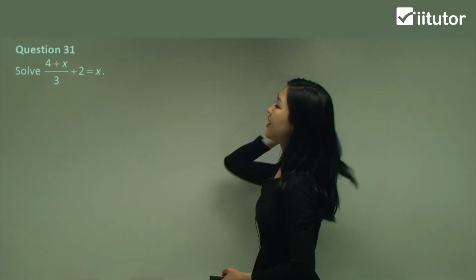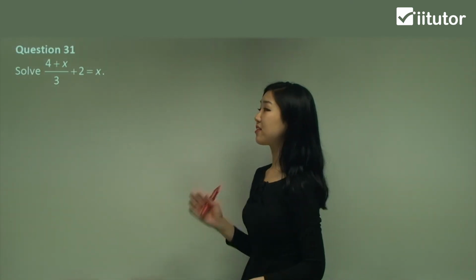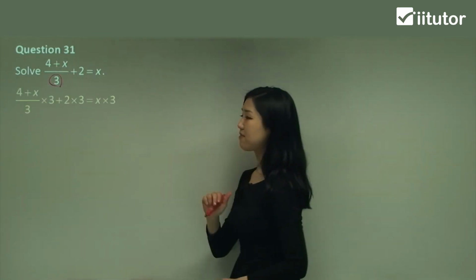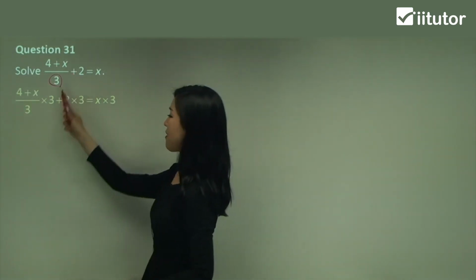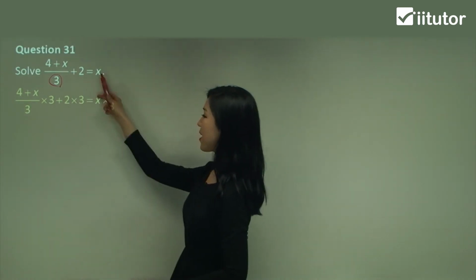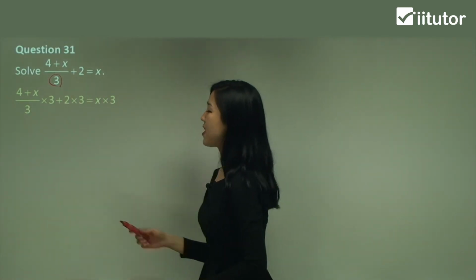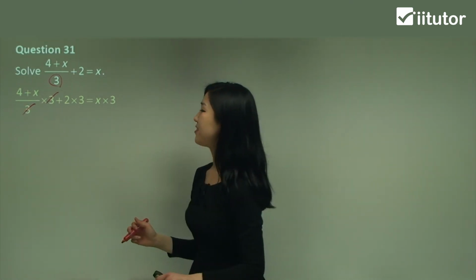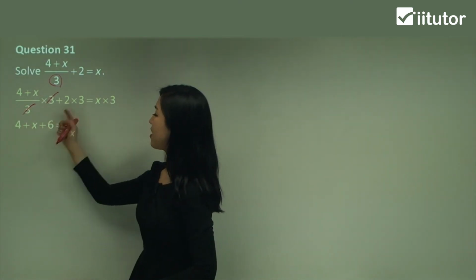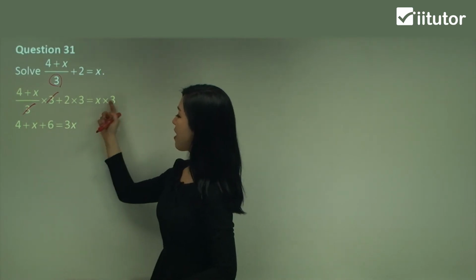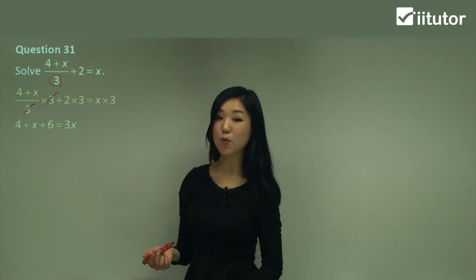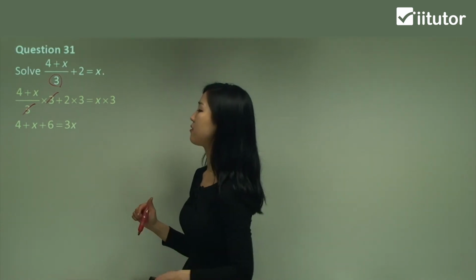Okay, so finally, what's the denominator? It's 3, so multiply everything by 3. So multiply the fraction by 3, 2 times 3, x times 3. And then again, I like this part where I can just cross it out. So I simply have 4 plus x plus 2 times 3, which is 6, and x times 3, which is 3x. And guys, don't say x3, always write 3x with a number in front.